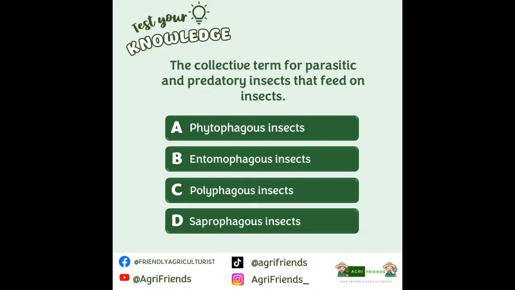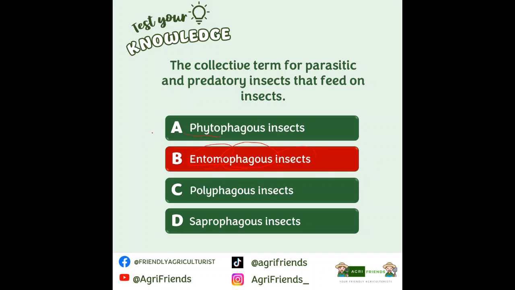Next, the collective term for parasitic and predatory insects that feed on insects. A. Phytophagous insects. B. Entomophagous insects. C. Polyphagous insects. D. Saprophagous insects. The answer is entomophagous insects. So let's see their etymology. Entomo means insect. Phagus means eating or to eat or feeding on. So entomophagous insects are insects that feed on insects.